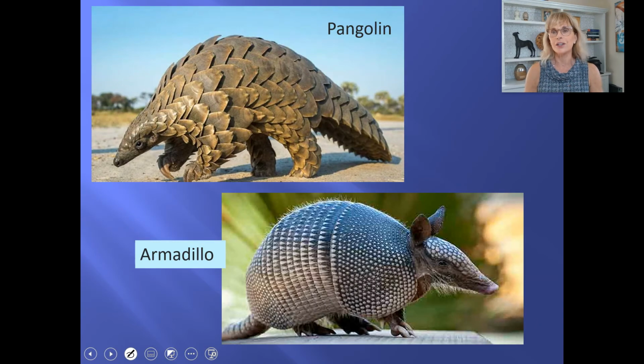Here's a really good example of convergent evolution. Convergent. I've written this down twice. That means it's on your quiz. Okay. This is an armadillo. The armadillo lives in our own southwestern deserts.